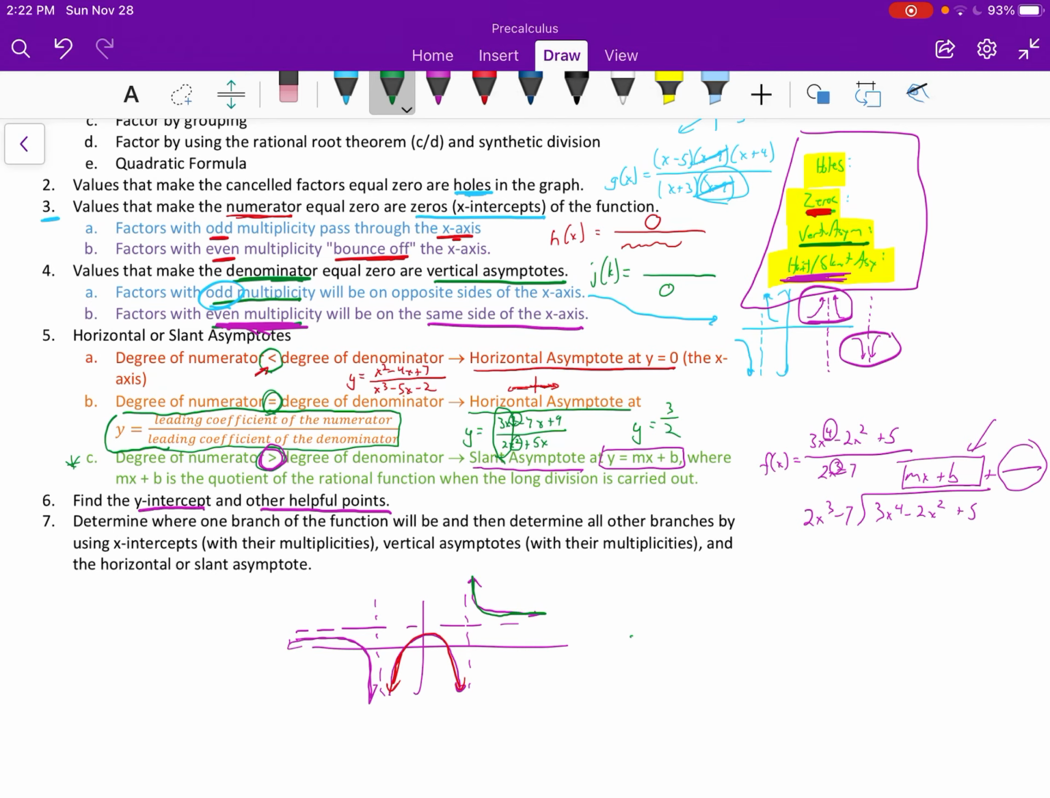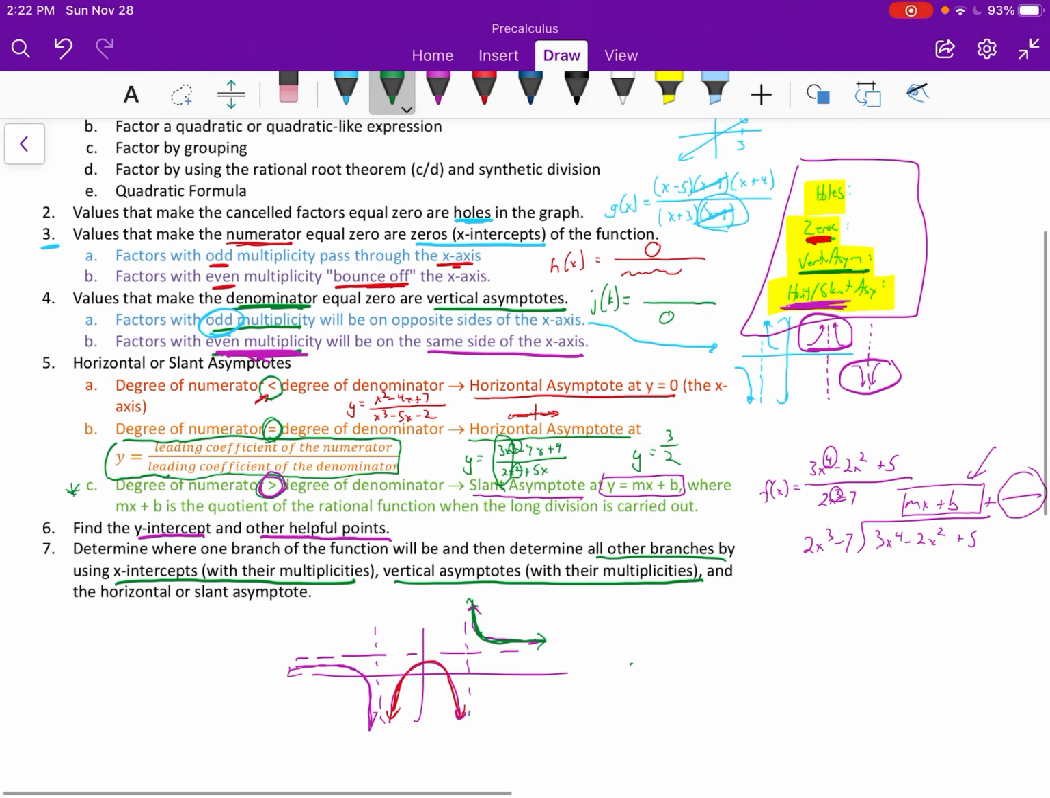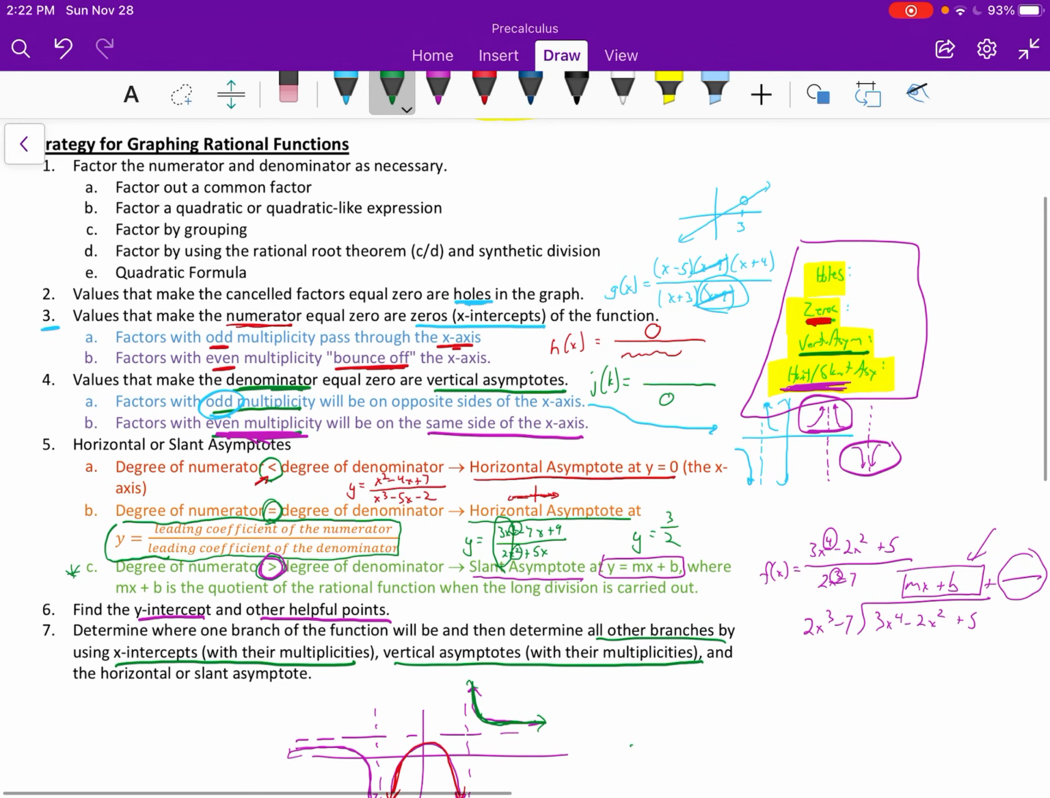So we'll figure out one of those branches, maybe by choosing a point or something we know about the function. And then from that, we should be able to determine all the other branches using x-intercepts and their multiplicities, vertical asymptotes and their multiplicities, and the horizontal or slant asymptote. So that is the process or the strategy for graphing rational functions. And as we go through each example, we'll basically have this list up here and walk through each step.